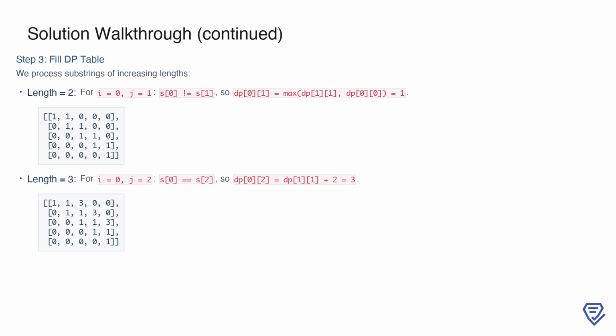Moving to length 3, we again compare the boundary characters. If they match, as in the case of i equals 0 and j equals 2, where s[0] equals s[2], we add 2 to the value for the inner substring, dp[1][1], resulting in dp[0][2] equals 3. This process continues as we calculate values for all substrings of increasing lengths, systematically building up the table.